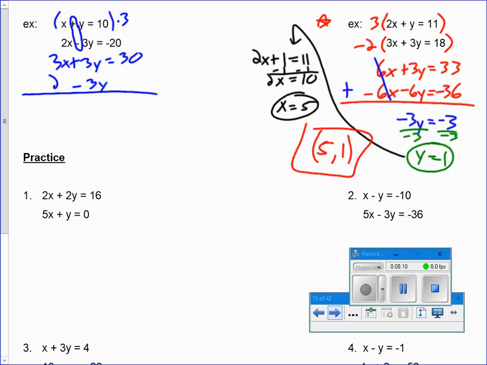Don't need to make any changes to the bottom equation. And we'll go ahead and add those together. So 3x and 2x comes to 5x. These will cancel out. 30 minus 20 is 10. Divide, x is 2.